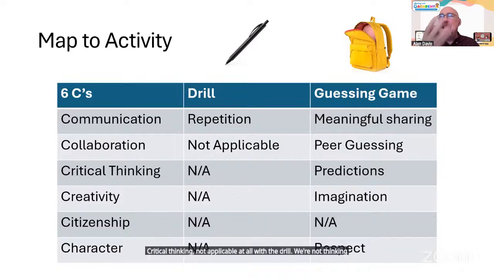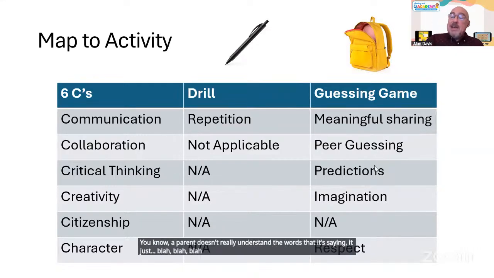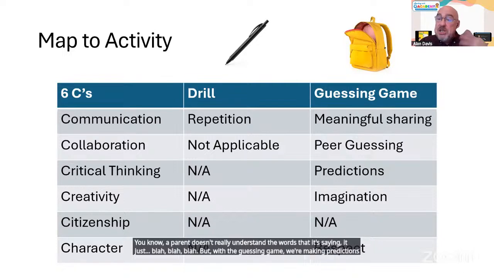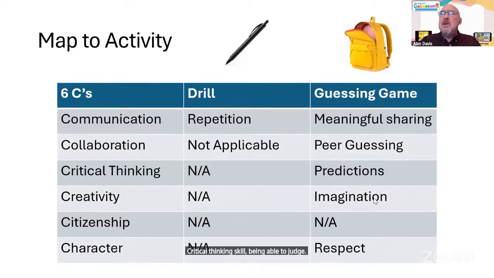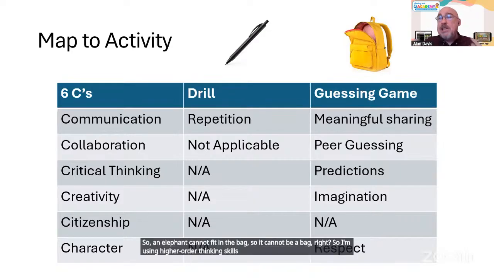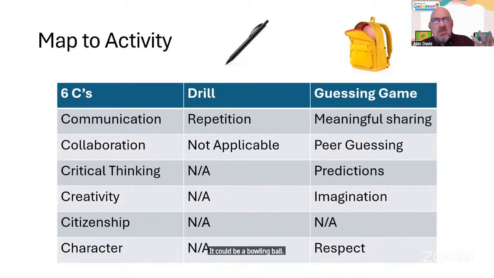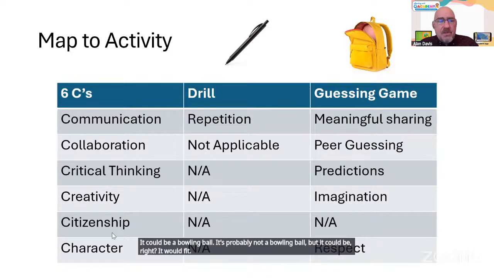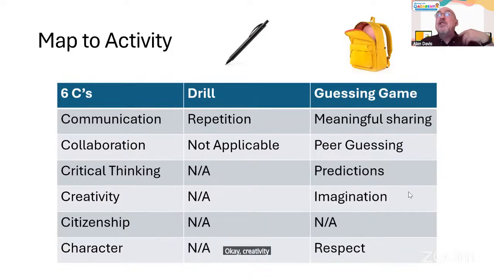Critical thinking, not applicable at all with the drill. We're not thinking at all. We're just like a parrot. A parrot doesn't really understand the words that it's saying. It just blah, blah, blah. But with the guessing game, we're making predictions, which is a critical thinking skill. Being able to judge. The bag is so big, so an elephant cannot fit in the bag, right? So I'm using higher order thinking skills in order to guess what is in that bag. It could be a bowling ball. It's probably not a bowling ball, but it could be, right? It would fit. Okay, creativity, imagine. What's in the bag? I have to use my imagination.